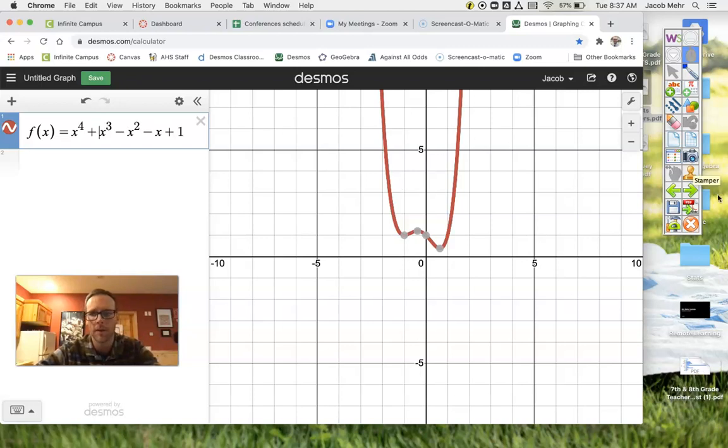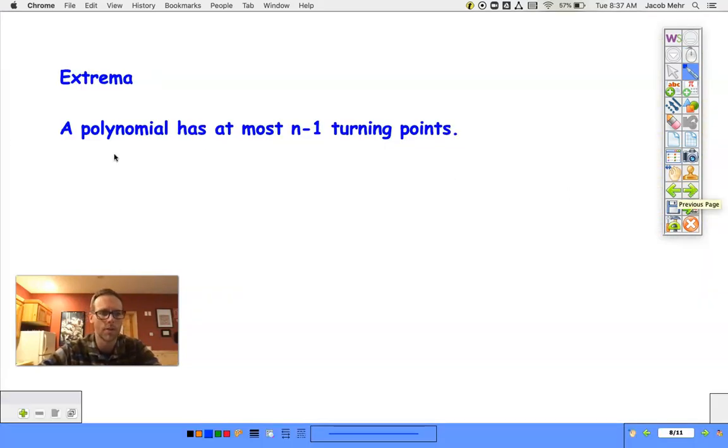So I'll just put this up here. A polynomial can have at most n minus 1 turning points. If it's a fourth degree polynomial, it can have at most 3 turning points, 3 extrema. If it's a fifth degree polynomial, it can have at most 4. Doesn't have to have 4. Could have 0. But the 'at most' is a key part of that phrase. Can have up to that many, one less than the degree.